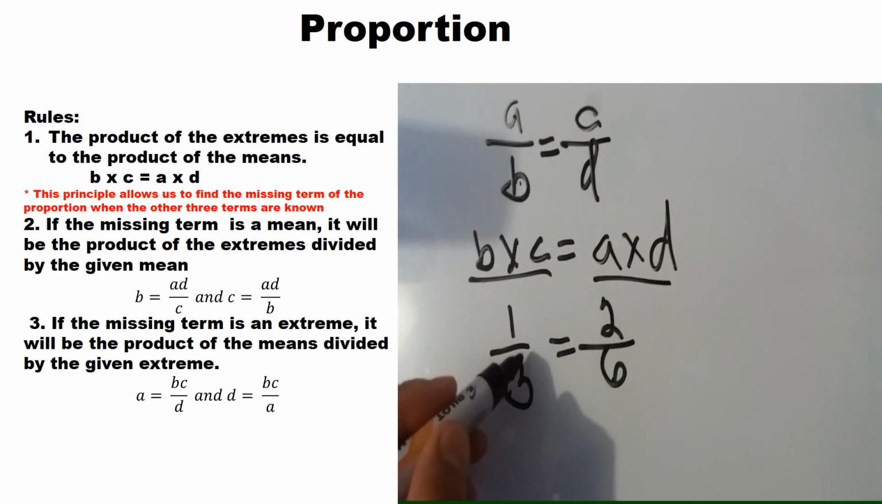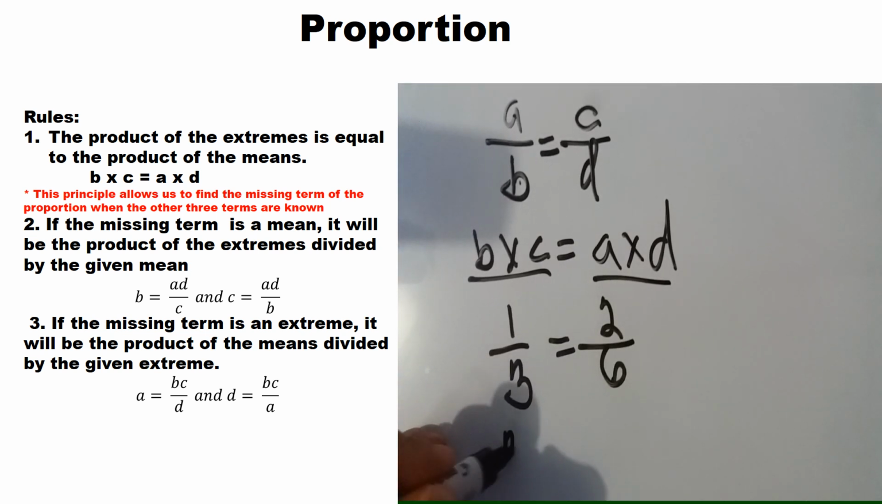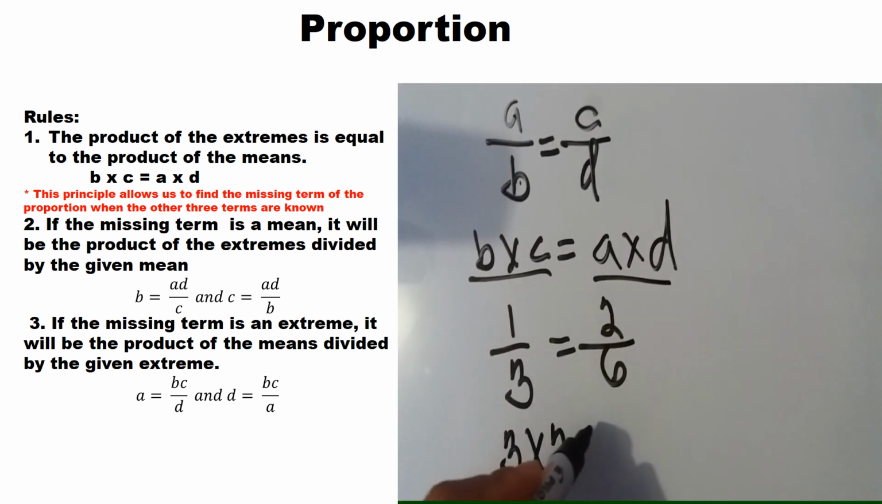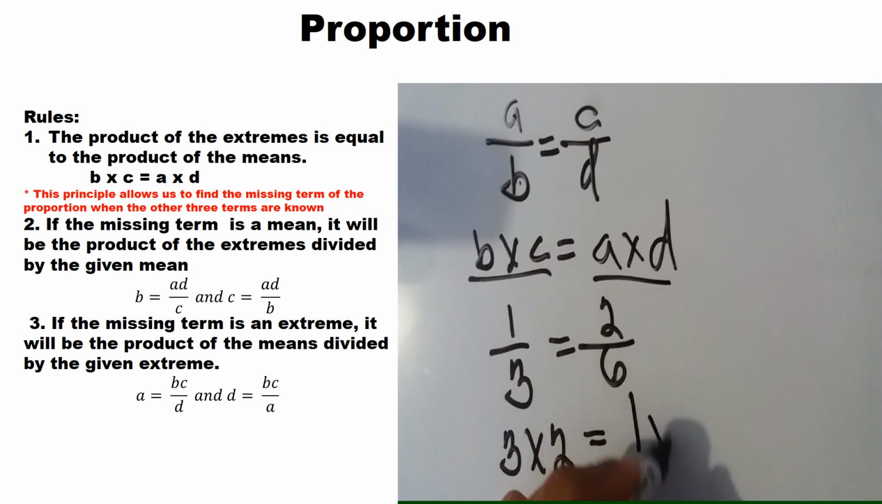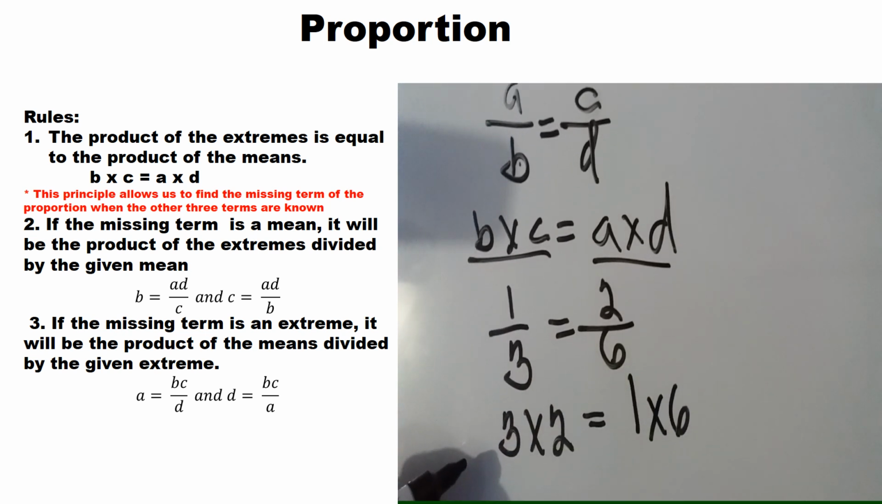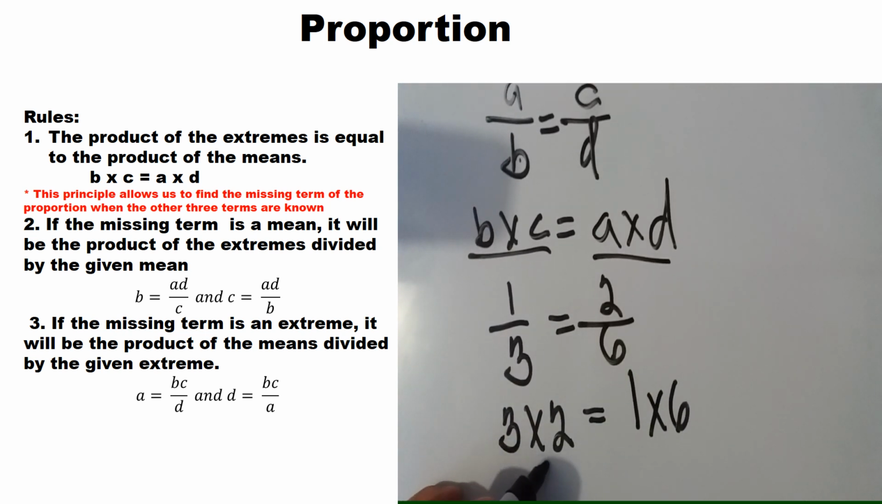So let's cross multiply. 3 times 2 equals 1 times 6. So what would be the product? It's equivalent to 6, and this will be equivalent to 6 also. So that's the first rule for proportion.